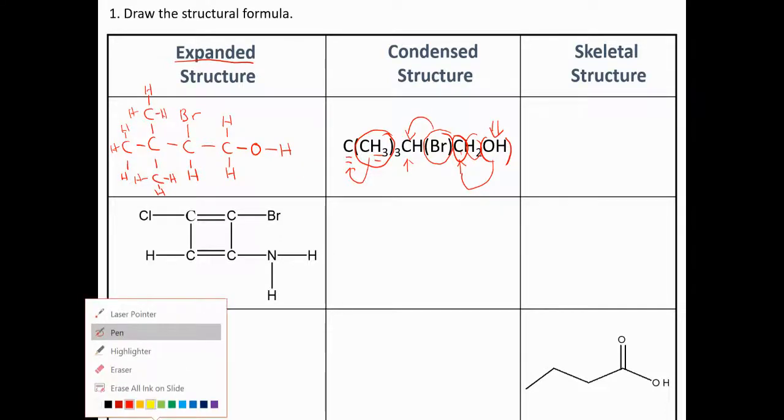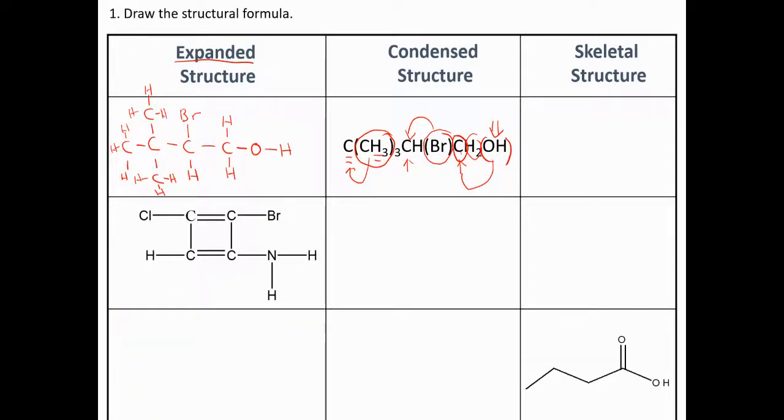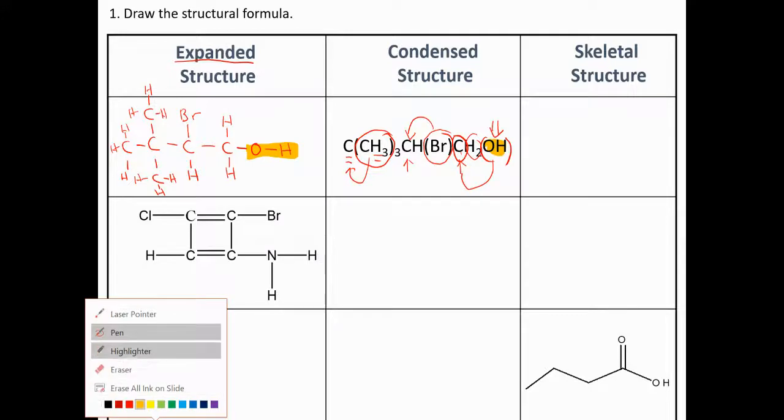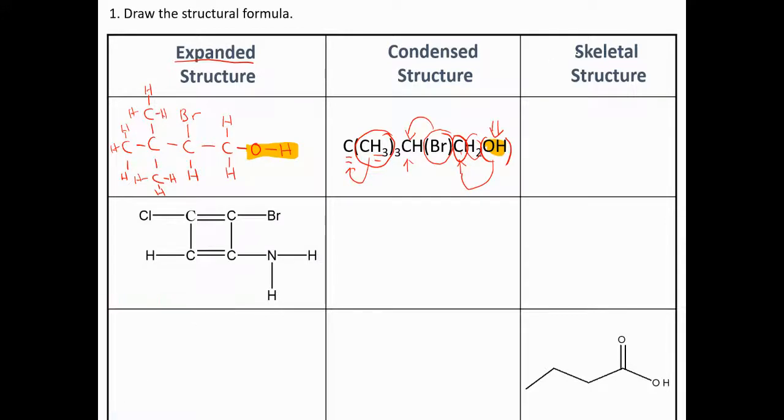Then highlight again here. Remember, O and H must be separated. Now we move on to another one, that is skeletal structure, which most students also find quite difficult to draw. How will I draw this? Usually I will draw the expanded structure first.